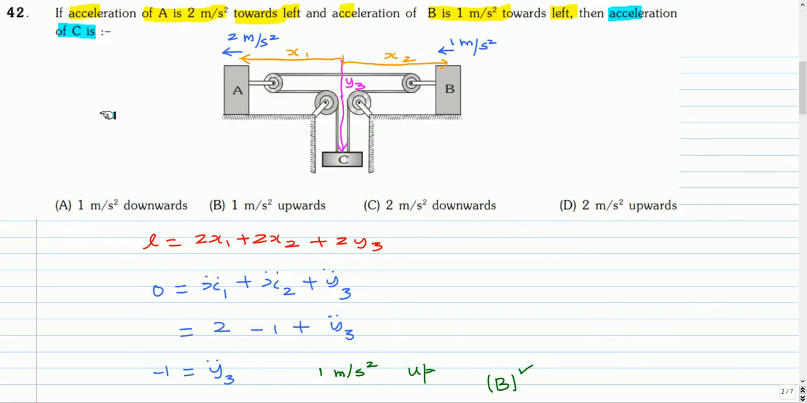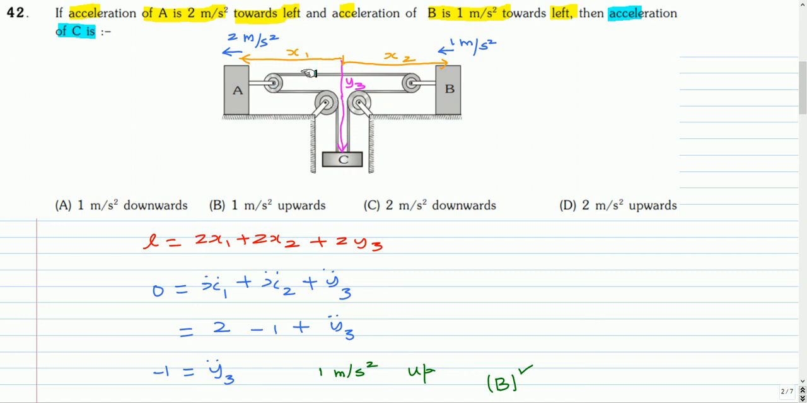This is the next question. If the acceleration of A, this block, is 2 meters per second squared towards left, and the acceleration of B is 1 meter per second squared towards left, then the acceleration of C is... Let us take the middle point between these two pulleys as the origin. The distance of block A, let it be x1, the distance of block B be x2, and the distance of block C be y3 in the vertical direction.